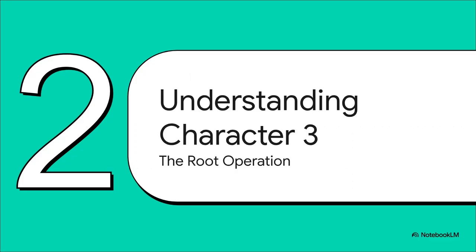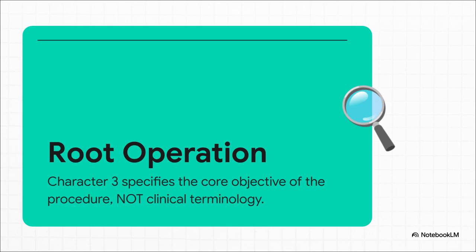Moving right along to part 2, understanding character 3, the root operation. Now here is the absolute most crucial point you need to remember. The root operation specifies the core objective or intent of the procedure. Notice what I didn't say there. I didn't say it matches the clinical terminology or whatever fancy surgical title the doctor scribbled down. You are essentially playing detective. You're looking for the term that describes what the physician actually did for the patient, regardless of what they happened to call it.